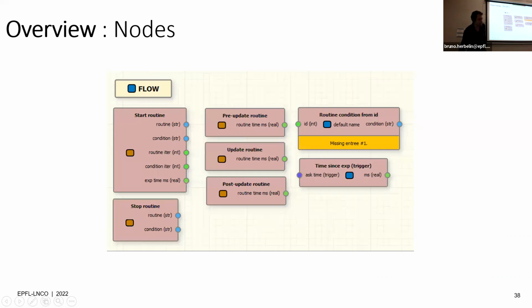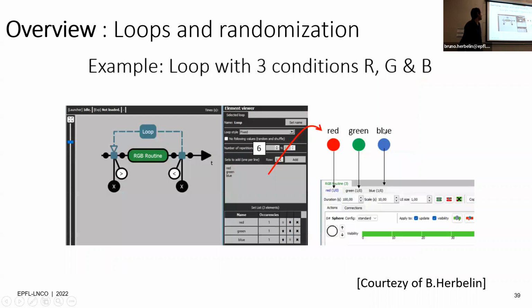And to finish, we have the flow, meaning we can get information for the current flow, like the current time, routine name, and condition. This update routine is called at every frame, so you can do different actions depending on that. You can do something depending on the condition from another routine. So many different things. Now we speak a bit about loops and randomization.